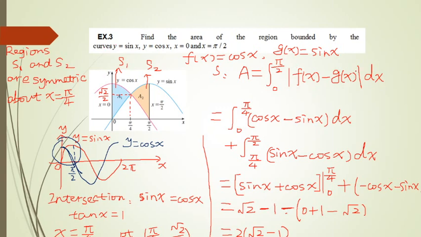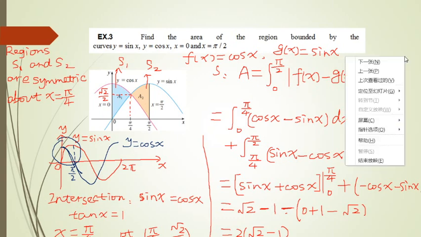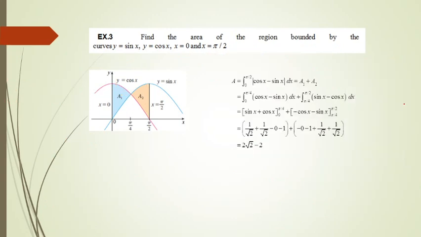We put the absolute sign if, in the case from a to b, sometimes f is greater than g, sometimes g is greater than f. That is the same answer I typed here. You find the antiderivative. By the way, 1 over root 2 is the same as root 2 over 2. It's the same. I just rationalized the denominators.